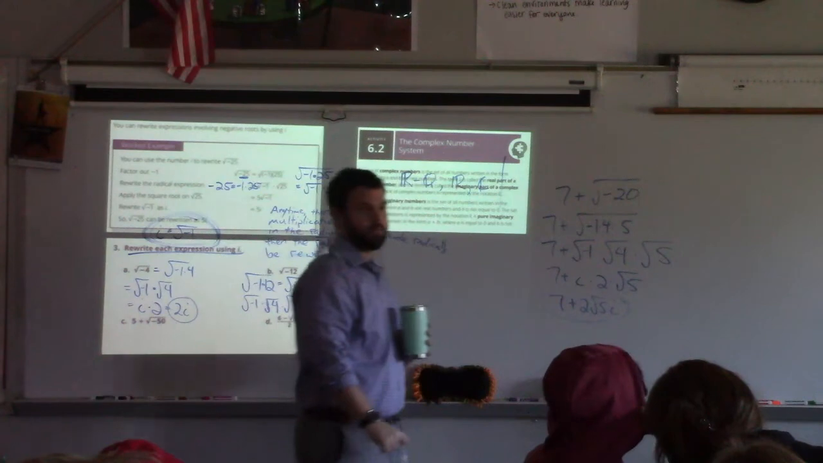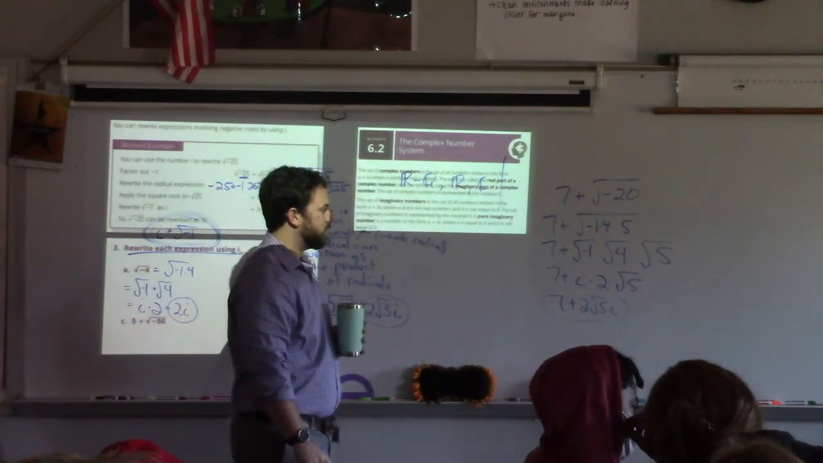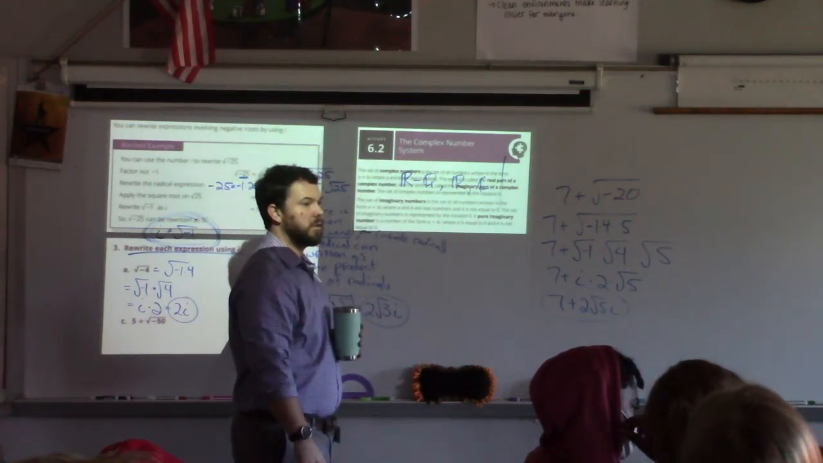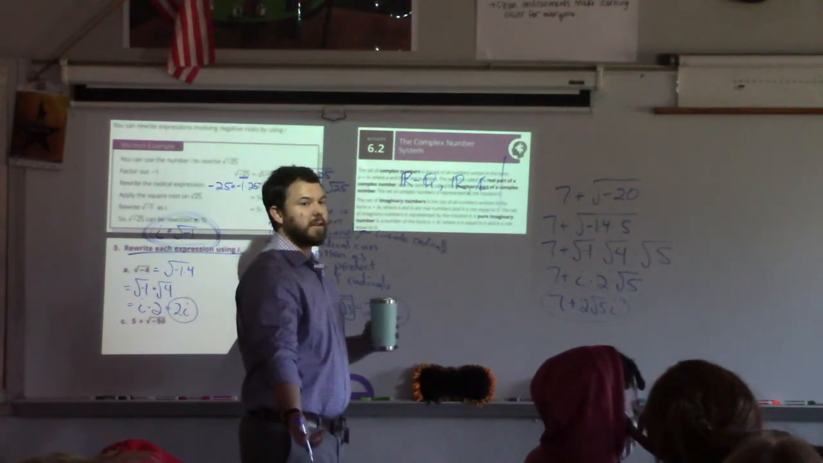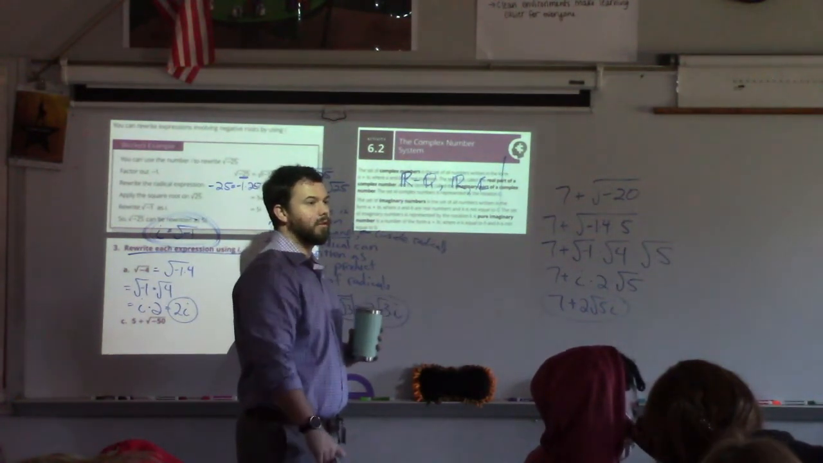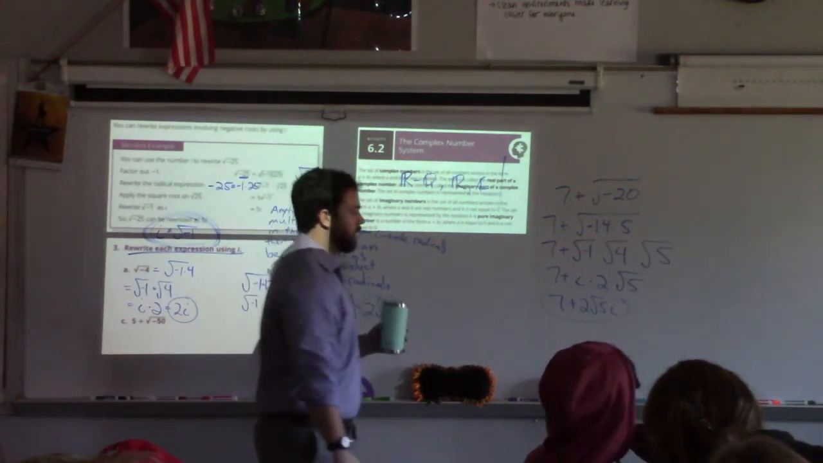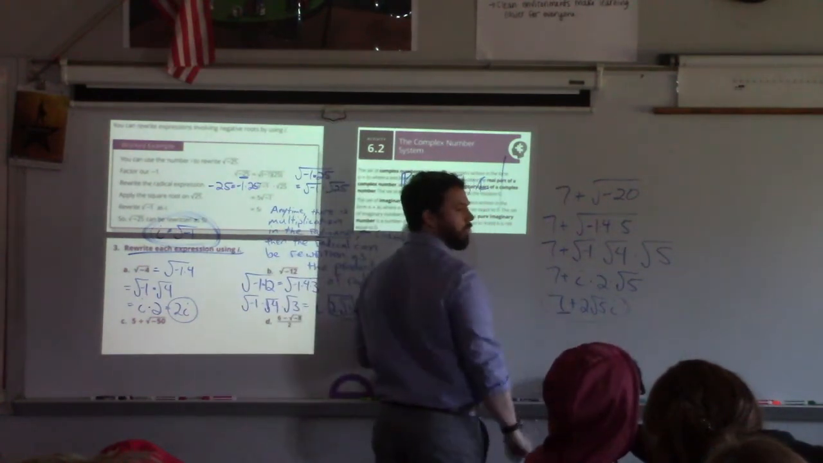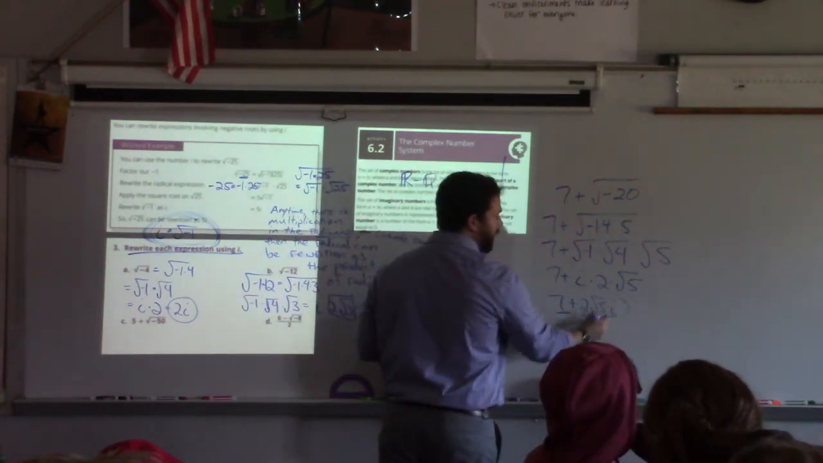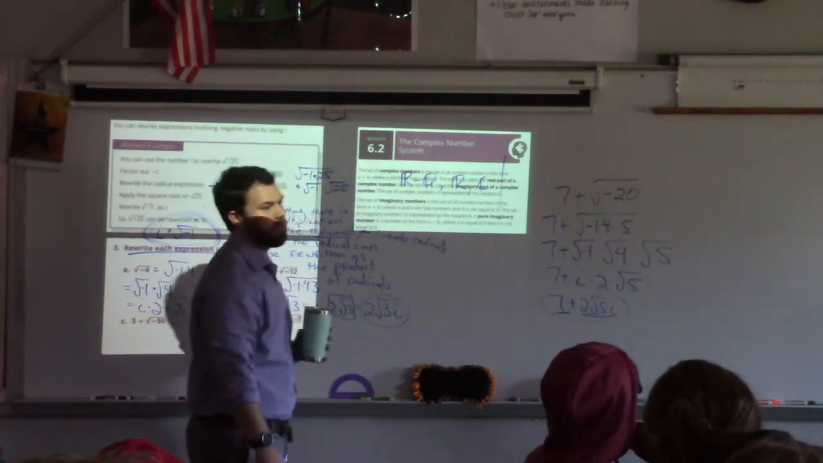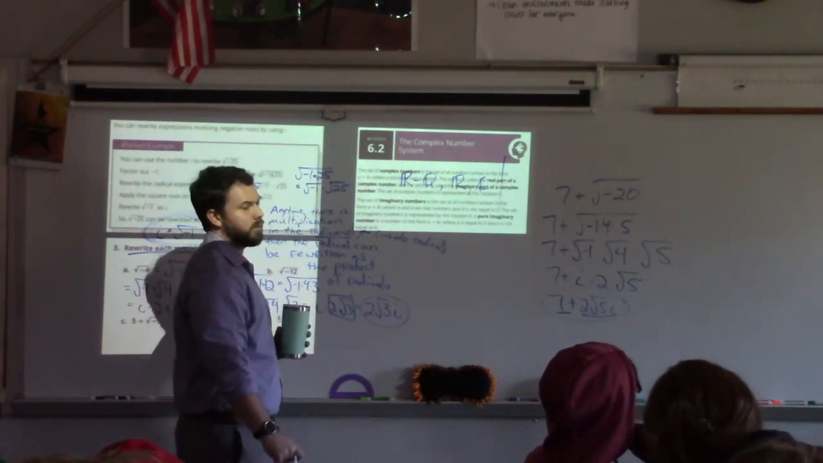That's it. So what's the 7 for then? You don't do anything with the 7? No. Remember, I just asked you to rewrite the expression using what number? i. This would just be the real component of that complex number. This would be the imaginary component of that complex number. That's it. Does that make sense?